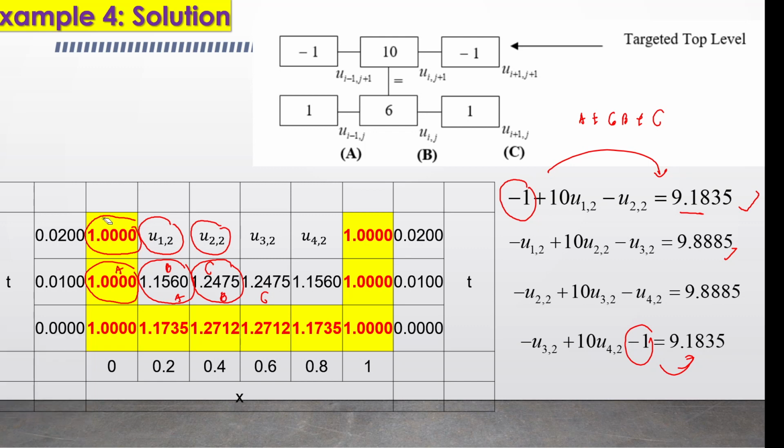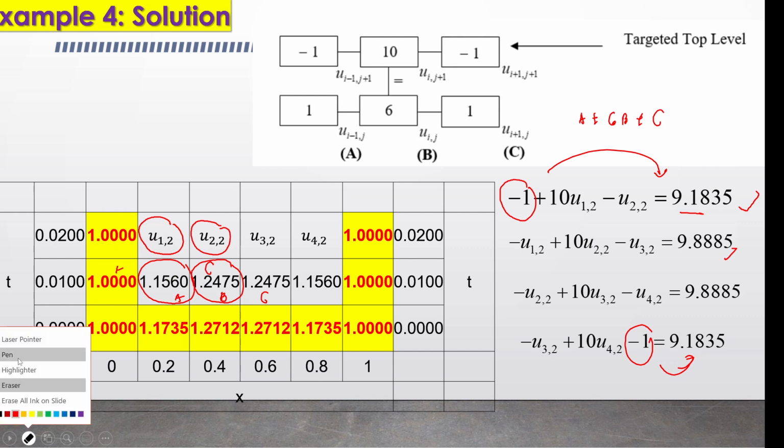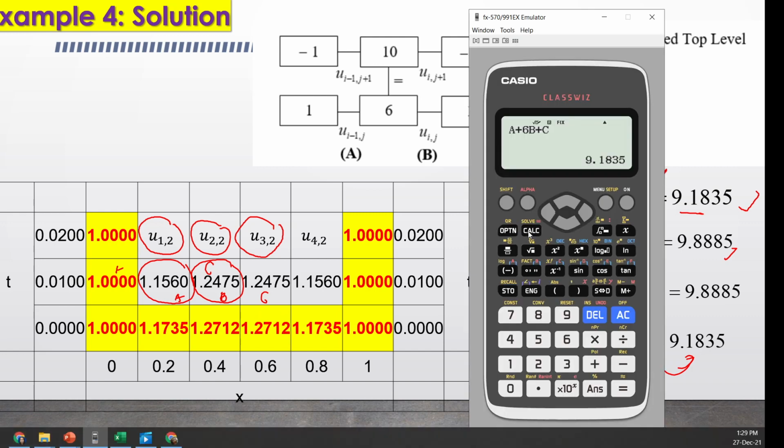Second equation, so A, B, C. So negative U12, 10 U22, negative U32. How to get 9.8885? A, B, C is, or move one column to the right side. You calculate: A is 1.156, B is 1.2475, C is also 9.2475.